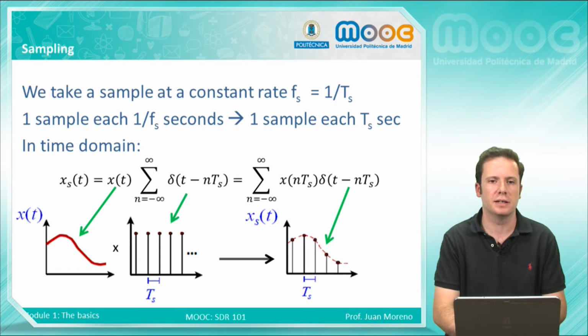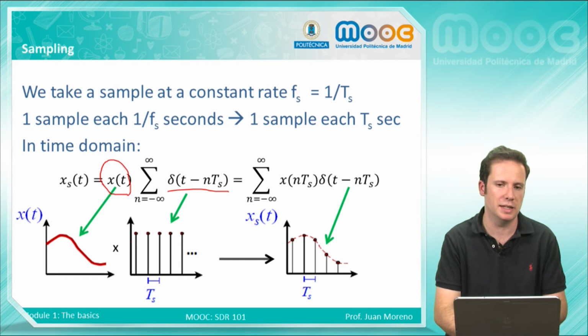First of all, the sampling. We take a sample at a constant rate. This means one sample each 1 by Fs seconds, or one sample each Ts seconds. In time domain, you are multiplying the signal that you want to sample by a train of impulses. So you will have your analog signal, you multiply by a train of impulses separated by the sampling period, and you will have the sampled signal.